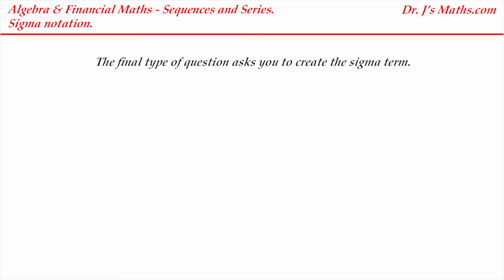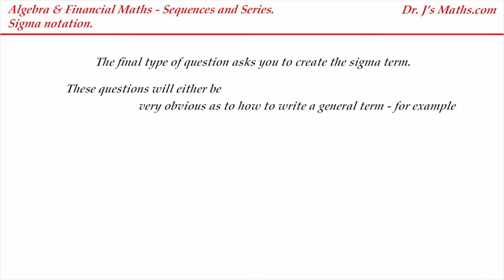The final type of question asks you to create the sigma term rather than giving it to you. These questions will either be very obvious as to how to write a general term. For example, we might be given 2 over 3 squared plus 2 over 4 squared plus 2 over 5 squared and asked to write that in sigma notation. Well, there is a common 2 in the numerator of each term, while the number in the denominator, which is squared, begins as 3 and finishes at 5. So we can write sigma from n equals 3 to 5 of 2, which was the common number, over n squared.